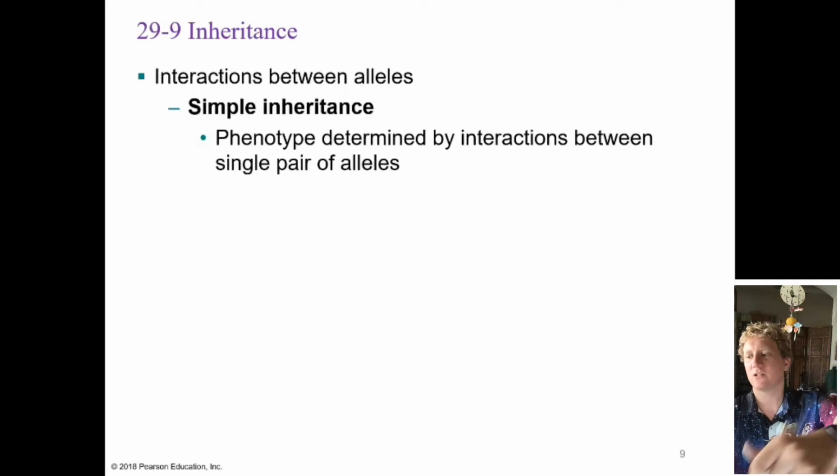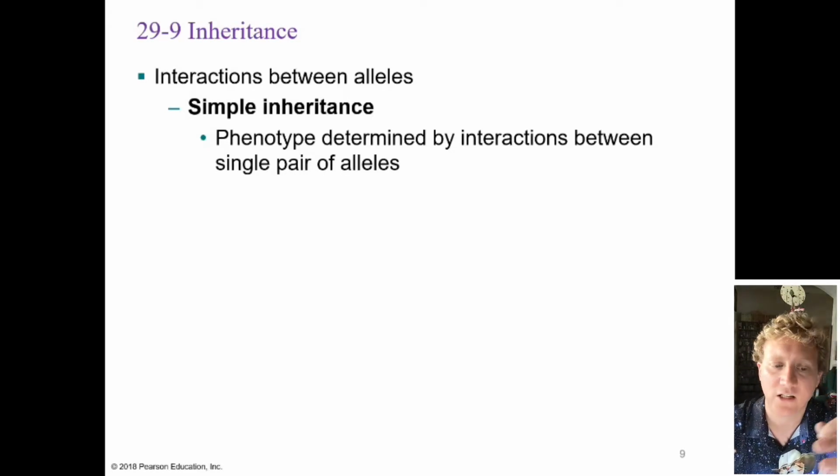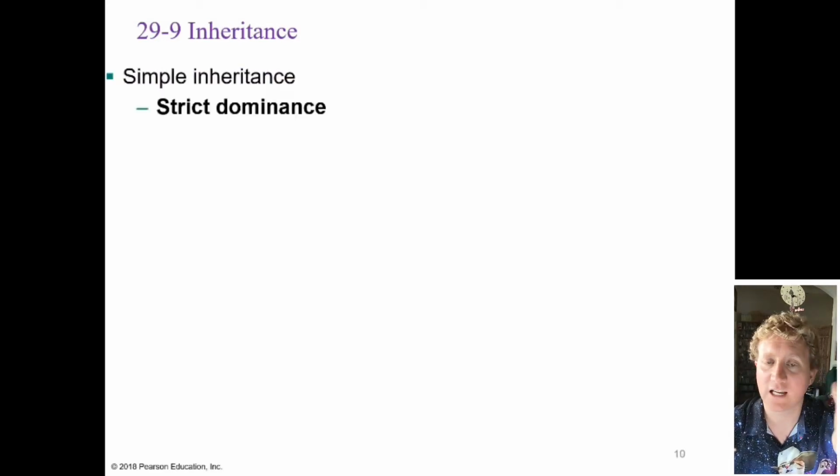Different patterns of inheritance. We can have simple inheritance. Phenotype is determined by the interaction of just a single pair of alleles. Now within that, you can still have a lot of stuff going on. For example, you can have strict dominance.